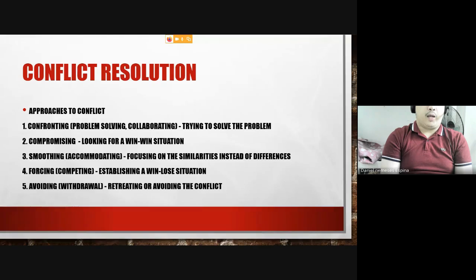Again, walay ingon niya the best ani sa ila. The project manager can use any of the approaches depende sa situation. There are cases nga withdrawing or avoiding the conflict is the need for that situation, for that circumstance. So you have confronting, compromising, smoothing, forcing, and avoiding.